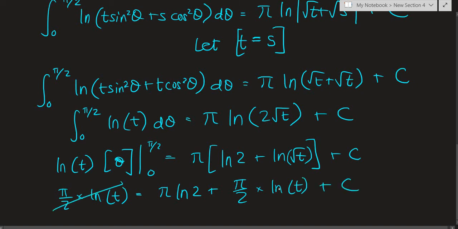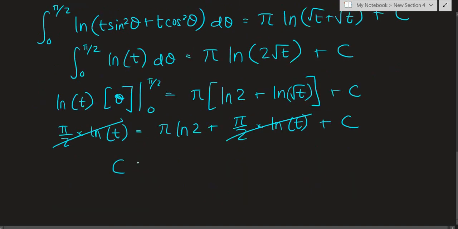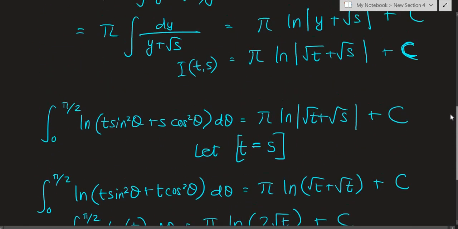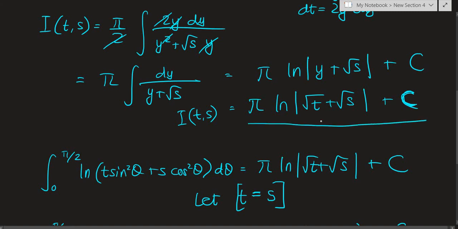Now notice that these two things are cancelling out nicely to give us that our constant of integration c is just equal to the negative of this thing, right? If we put that on the left hand side, negative pi times the natural log of 2. That's our constant of integration. So now we can plug this constant of integration back into this expression that we obtained by using the Leibniz rule, and that will be our complete expression of I of t comma s. There will be no ambiguities or unknown constants anymore.